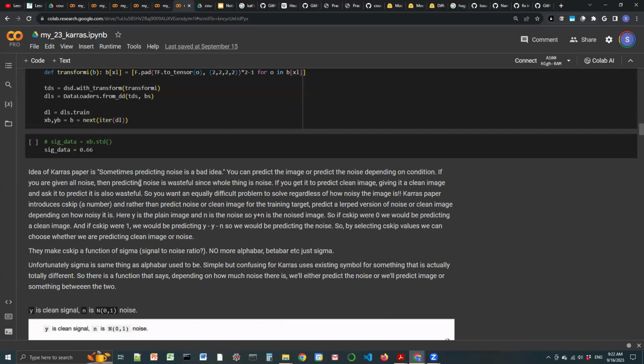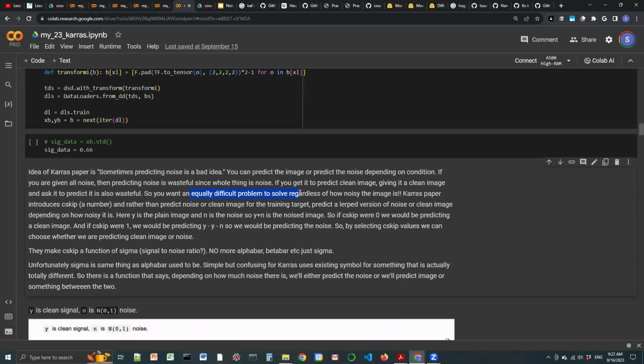So the point is that if you're given all noise and then asked to predict something, predicting noise is wasteful because the model is not learning much. Similarly, if you are very close to the initial steps in the diffusion forward process, then you've added very little noise. So at that time, again, if you ask it to predict, that's also wasteful. So the point the Karras paper makes is you want an equally difficult problem to solve, regardless of whether the image is noisy or the image is clean.